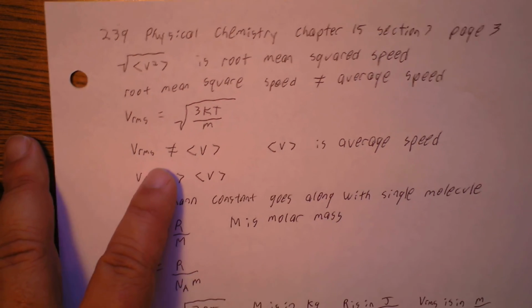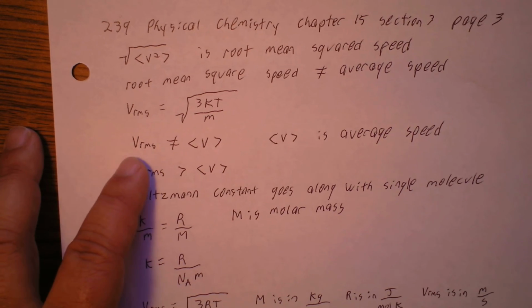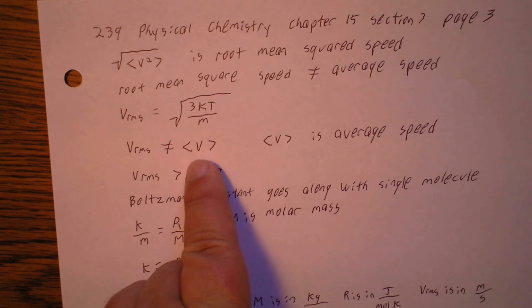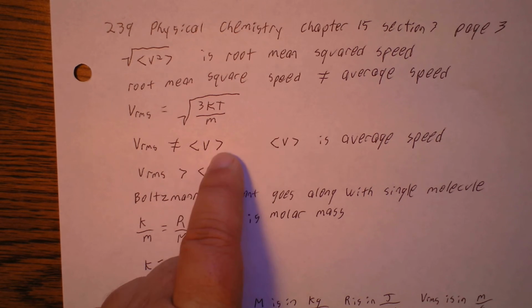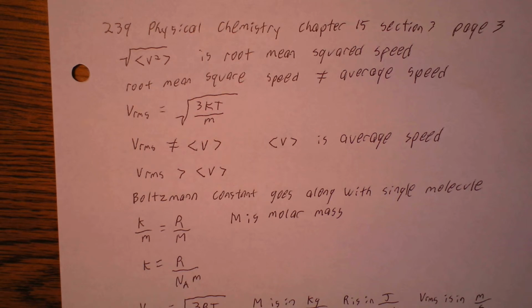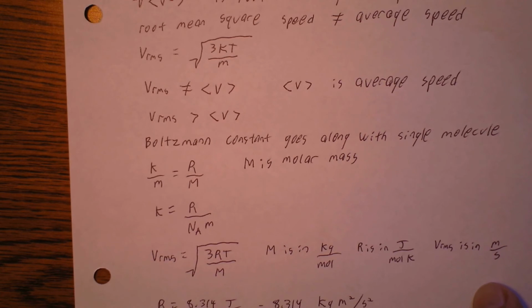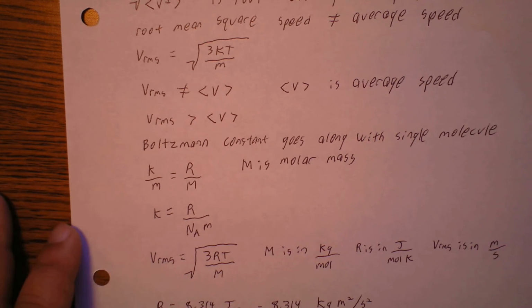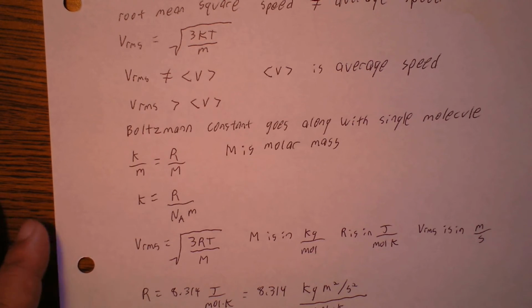Now, like I said though, the RMS speed is not equal to the average speed. We have lowercase v with angle brackets to show average speed. In fact, we could say the RMS speed is actually greater than the average speed. Now remember though, we only use the Boltzmann constant if we're talking about a single molecule.